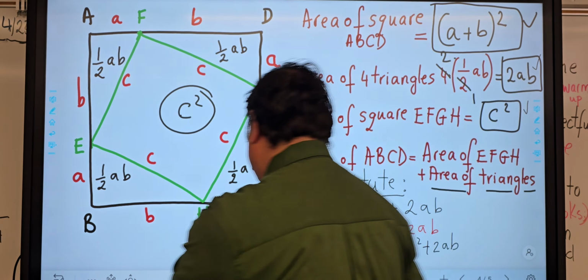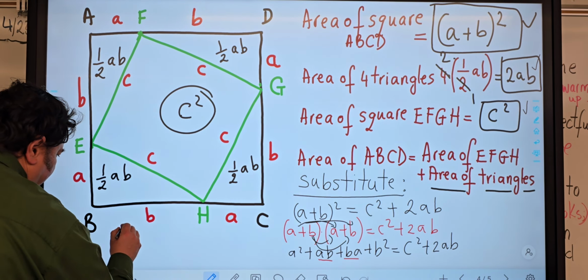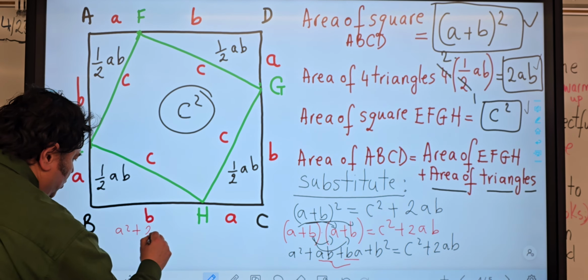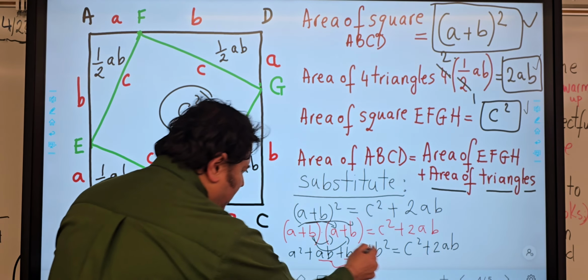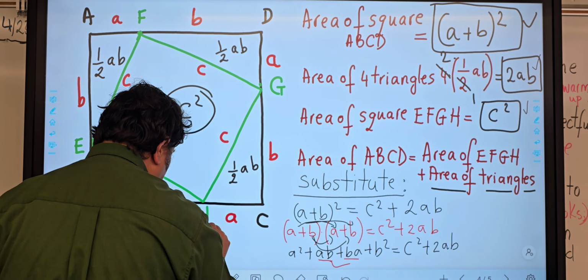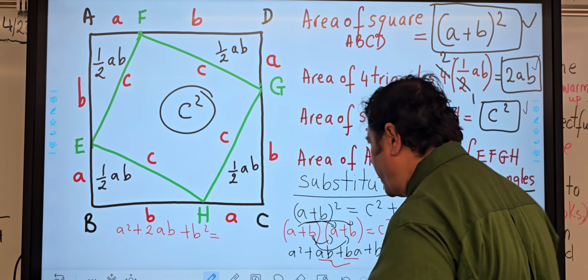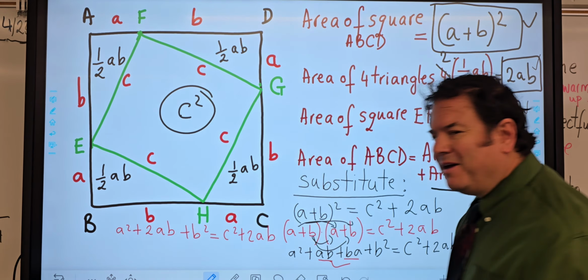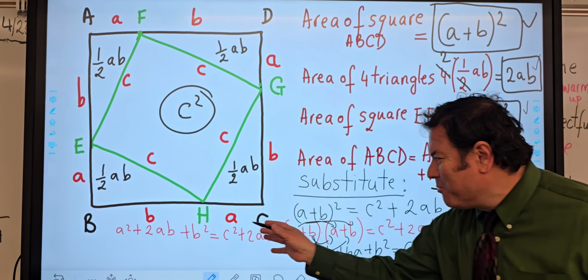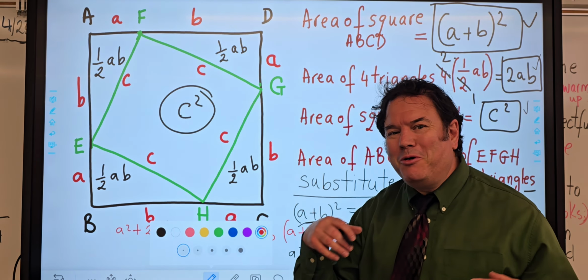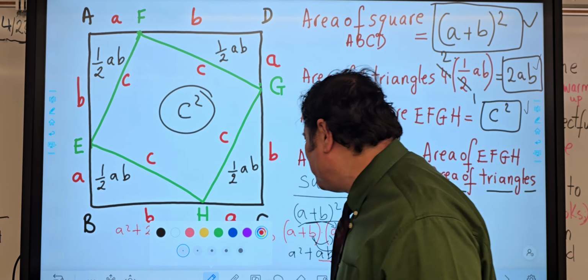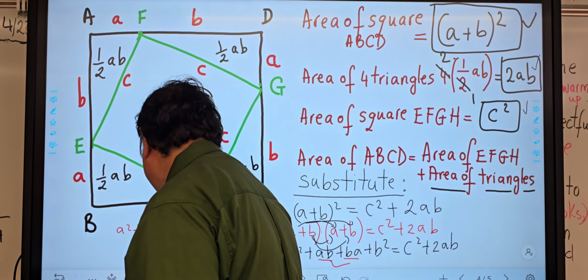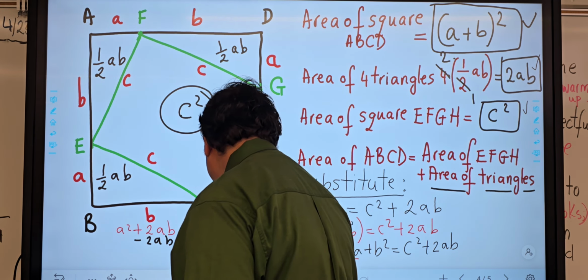Okay, so let's write all of this here. So now we have A squared plus 2AB, if we combine those two together, plus 2AB plus B squared equals C squared plus 2AB. And now if we subtract 2AB from both sides, we are going to end up with the Pythagorean theorem. Let's subtract 2AB from both sides. Minus 2AB.